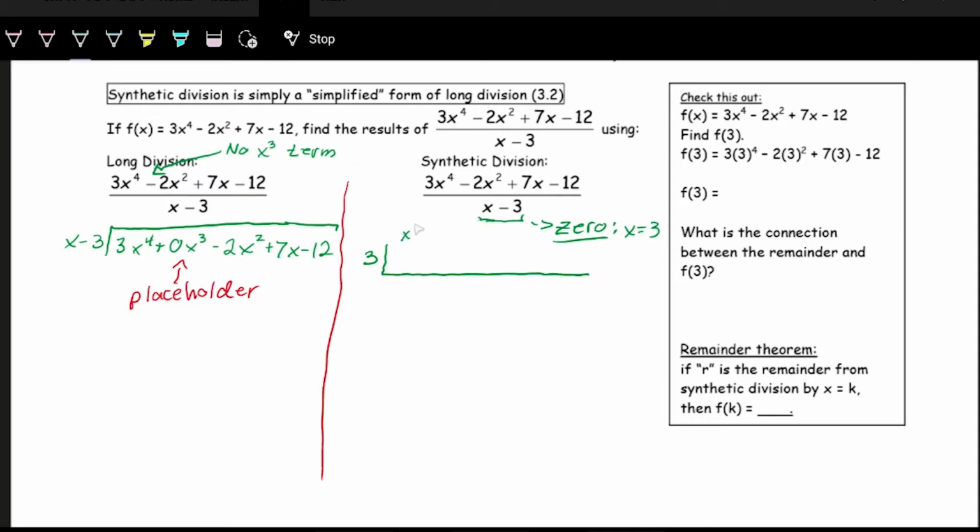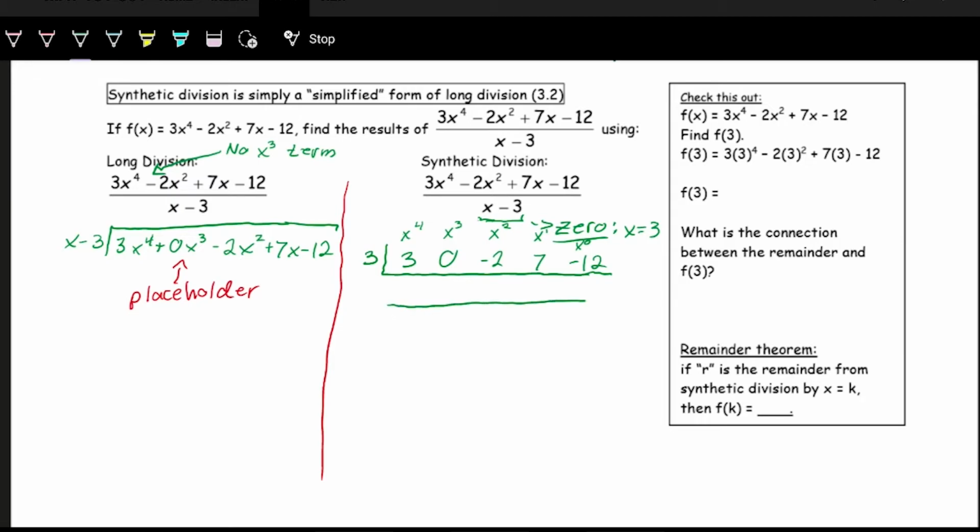Remember, this is going to be the x to the fourth term, x cubed term, x squared term, x to the 1, and then x to the 0. And so we set up the coefficient of x to the fourth is 3. The coefficient of x cubed, it's not there, so we say it's 0. The coefficient of x squared is negative 2. And then the coefficient of x to the 1 is 7. And lastly, the constant coefficient is negative 12.